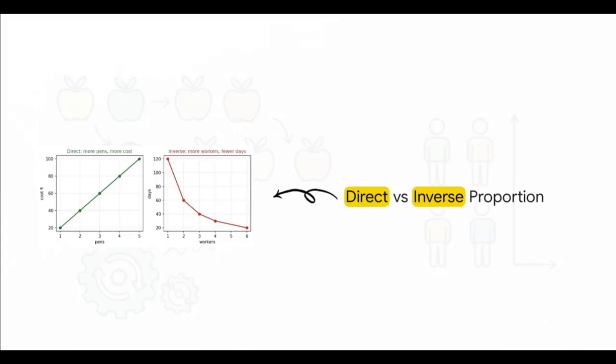What's really interesting when we look at these side by side is that the difference is visually striking. On the left, we see the direct proportion we just mastered. You know, that green line rising steadily. More pens equals more cost. Simple. But take a look at the red graph on the right. It's a falling curve. As the number of workers increases, the days needed to finish a job decreases. One goes up, the other goes down.